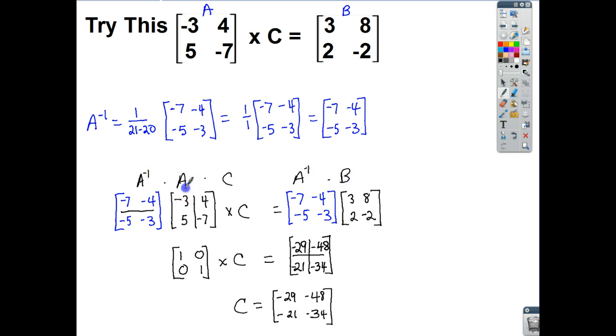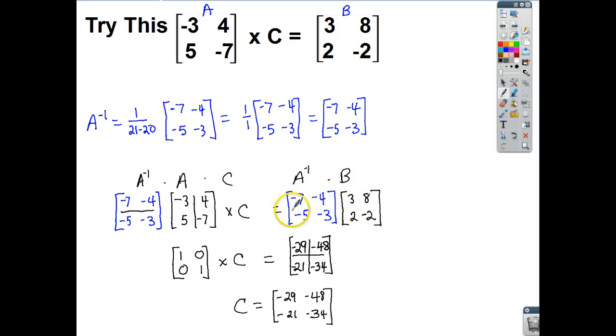Now, I went ahead and did this multiplication out again. 21 and negative 20 was 1, negative 28 and positive 28, 0, positive 15 and negative 15 add together to be 0. Then negative 20 and positive 21 gives us 1. But this is always going to work out to the identity matrix, and that times anything is itself. So we're not going to always do this. Really, the answer comes from multiplying these over here.